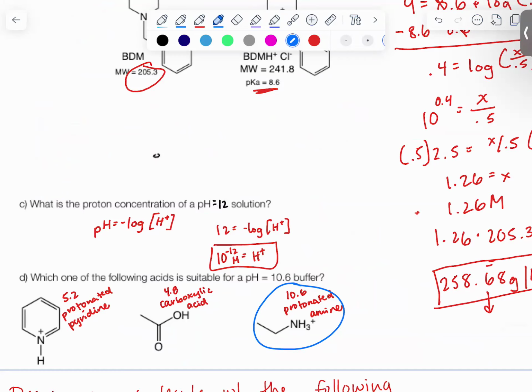What if it were another number? If the pH was 4.8, then this would be your answer. If the pH was 3, the carboxylic acid would still be your answer because that's the closest one to 3. In this one, they match perfectly, but you're looking for the closest. If you have to do Henderson-Hasselbalch, it'll be given.